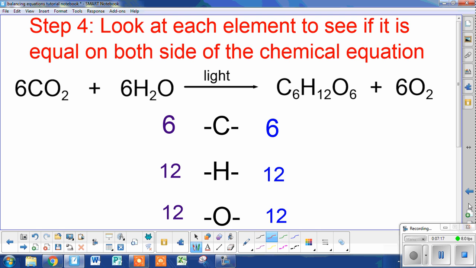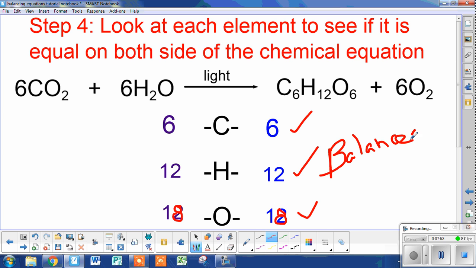All right, step number 4. Look at each element to see if it is equal on both sides. Man, Miss Smith made some mistakes. So we noticed that there should be 18 oxygens. We're going to start on the carbon. 6 is equal to 6. Beautiful. Is 12 hydrogens equal to 12 hydrogens? Yes. Is 18 oxygens equal to 18 oxygens? Yes. If I have the same number for each element, that means it is a balanced equation. So this equation happens to be balanced, which is exactly what we're looking for.